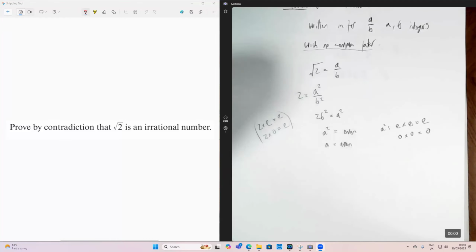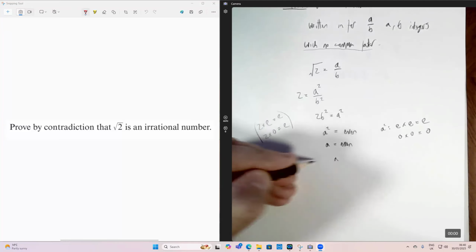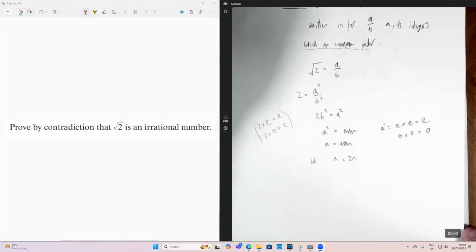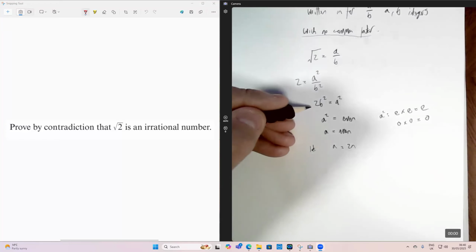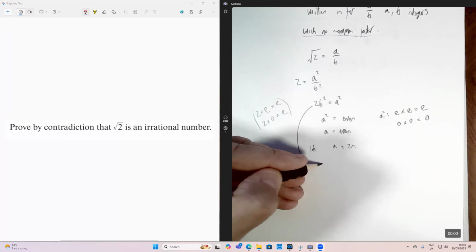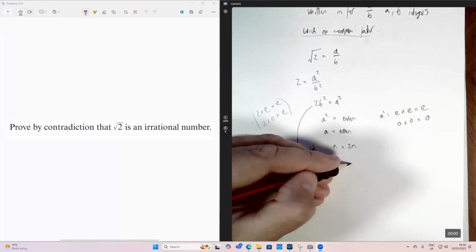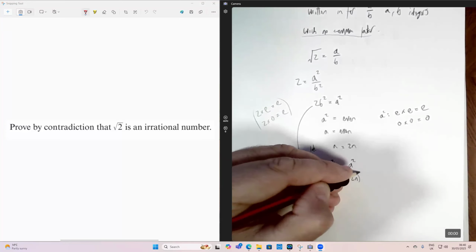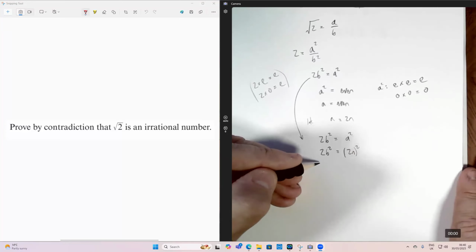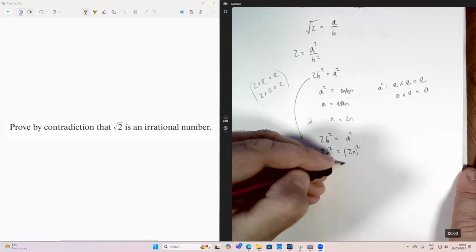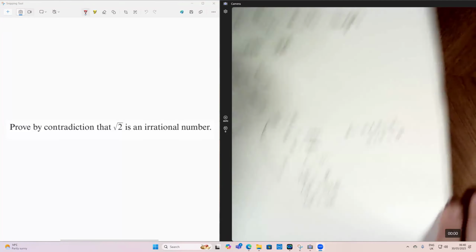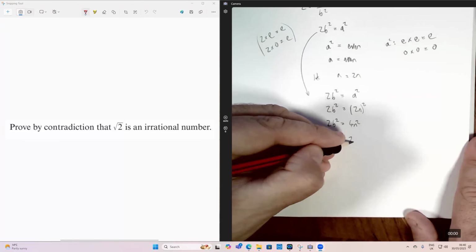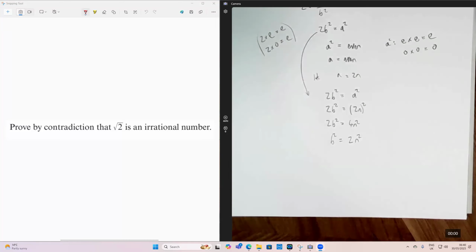Okay, so far we've basically said that a is even. Now, if a is even, it could be written as, let a equal 2 times some other number n. So we're going to sub that back in. We've now got that 2b squared is equal to a squared, so 2b squared is equal to (2n) squared. So 2b squared is equal to 4n squared, just expanding the bracket. And then we can cancel a factor of 2, which gives us b squared is equal to 2n squared.